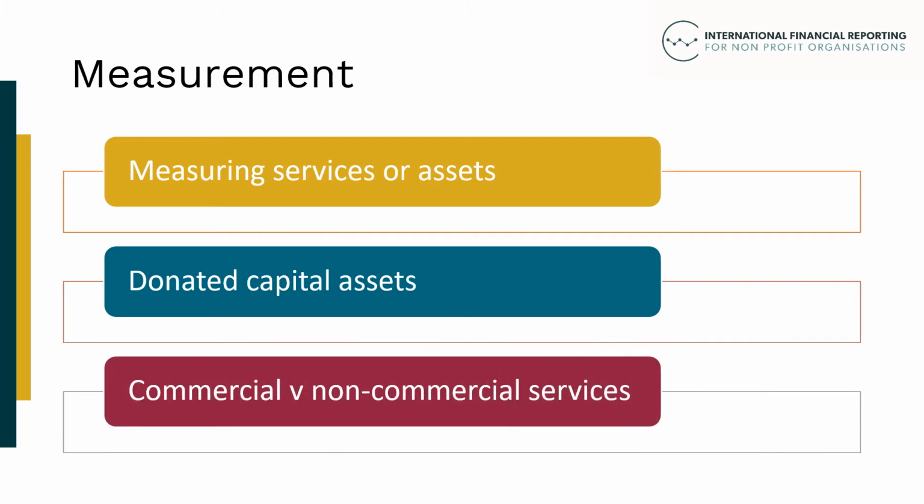Services provided on a commercial basis may be more easily measured. For example, if an accountancy firm provides accounting services for free, the value of the services can be measured at the amount that the NPO would otherwise have paid for those services. However, measuring other services can be more difficult. What value, for example, should be assigned to the time provided by volunteers serving in shops or in food banks?